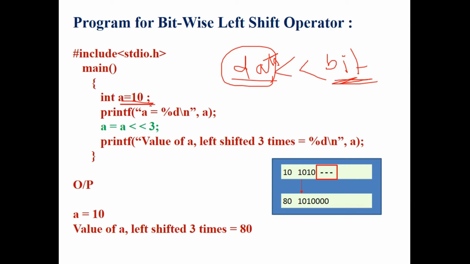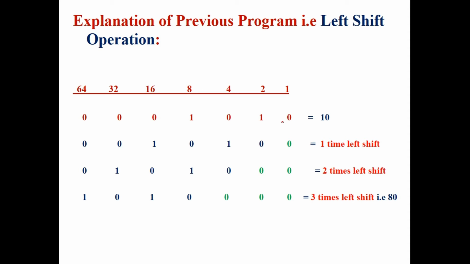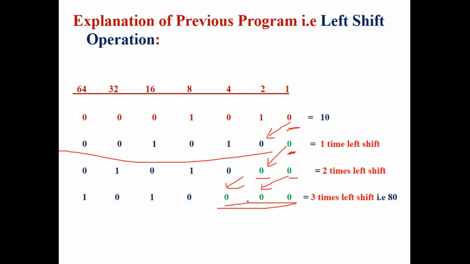So here we are taking A as 10. Now we want to shift our A towards the left by 3 bits, and we are storing the same value in A. The binary representation for 10 is 1010. When you shift your 10 towards the left by 1 bit, you will get 10100. When you shift this whole value towards the left by 2 bits, the 2 LSB bits will be 0 0. When you shift this for the third time, your 3 LSB bits will be set as 0.